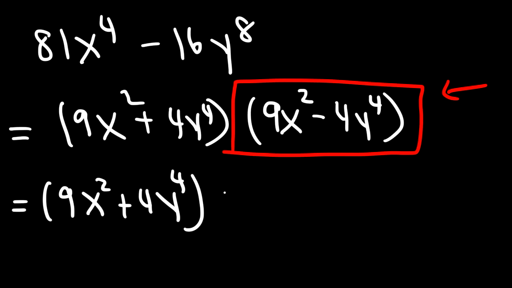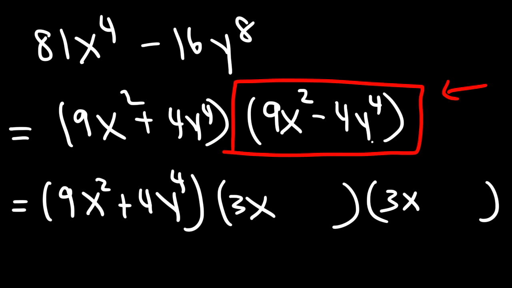Now the square root of 9x squared is 3x. And the square root of 4y to the 4th is 2y squared. And now it's fully factored. So this is the final answer.